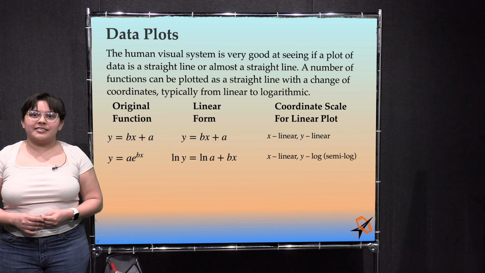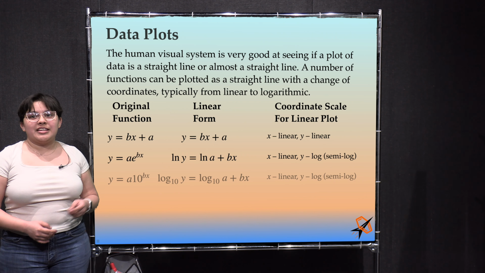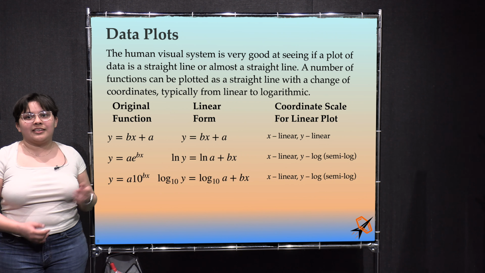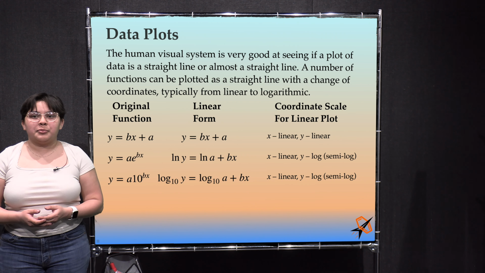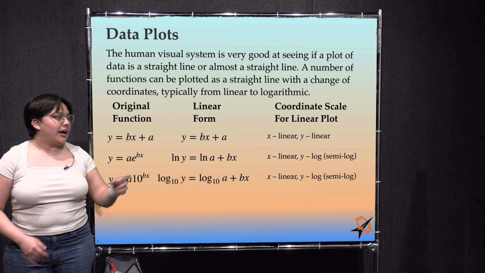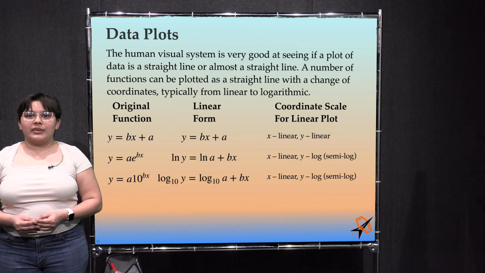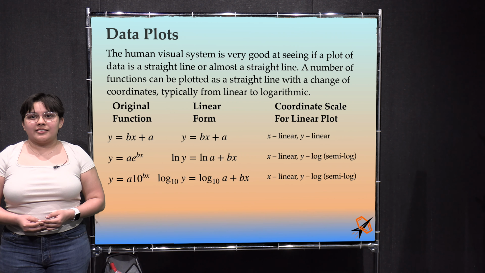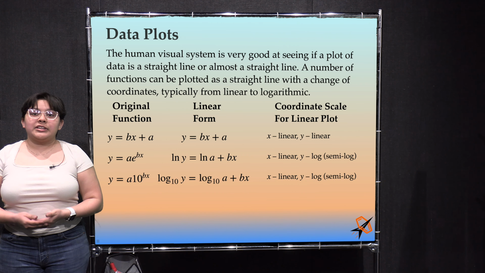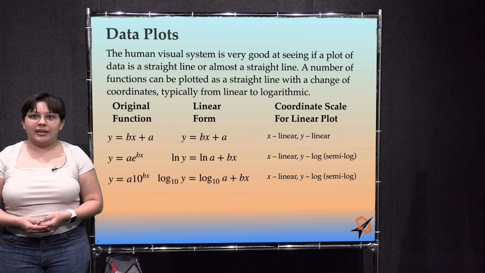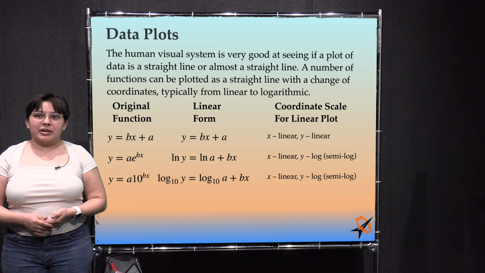Because e to the x and 10 to the x differ by a simple multiplicative constant in the exponent, we expect 10 to the x to behave the same as e to the x does. If we take the log base 10, also known as the common log, of both sides, we get log base 10 of y equals log base 10 of a plus bx. A plot of common log y versus x has a slope of b and an intercept of common log of a. For a linear plot, you plot x on a linear scale and y on a logarithmic scale. This plot is also often called a semilog plot.